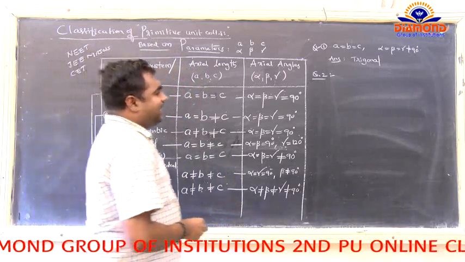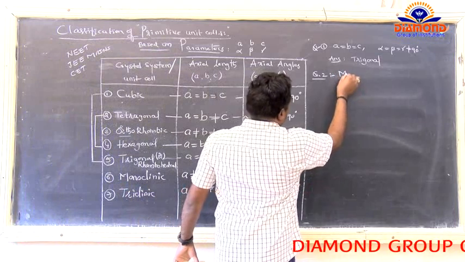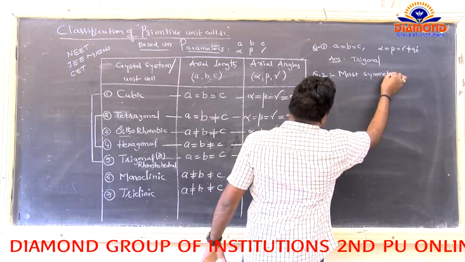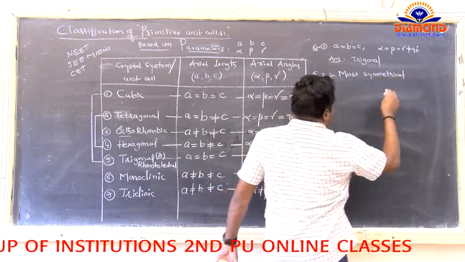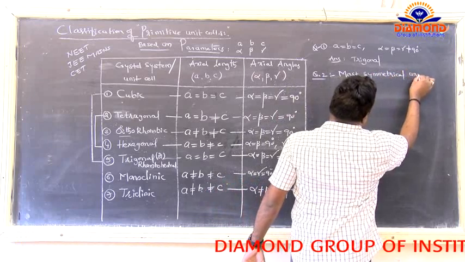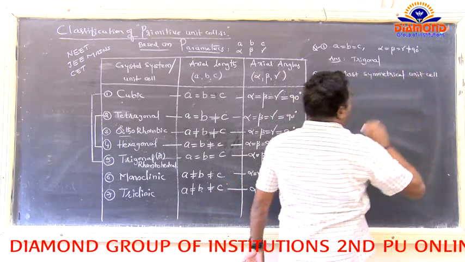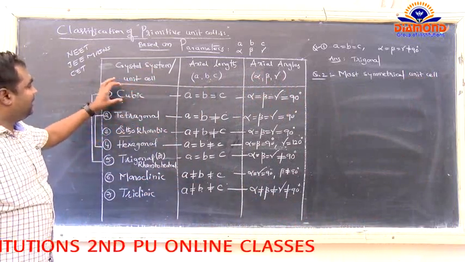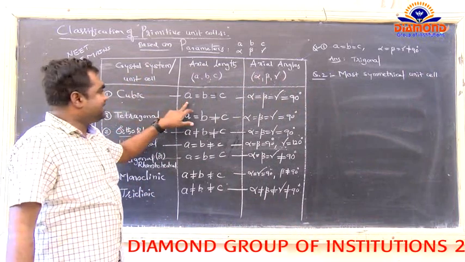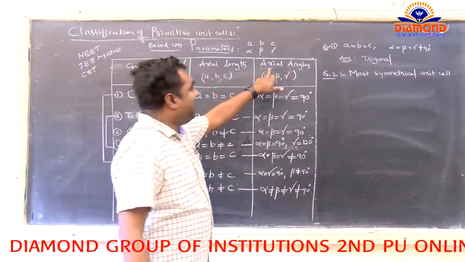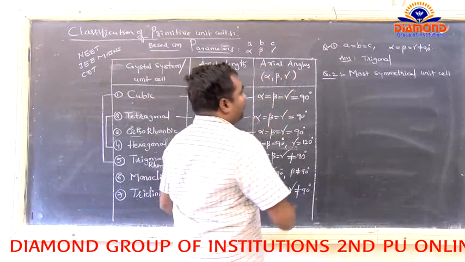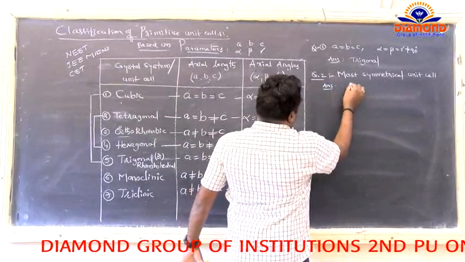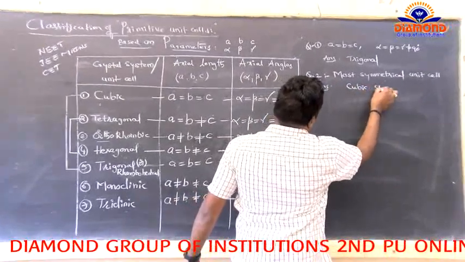What is the most symmetrical unit cell? The symmetry is very fine for the cubic unit cell, because each and every length is the same and each and every angle is the same. The most symmetrical unit cell belongs to the cubic unit cell.